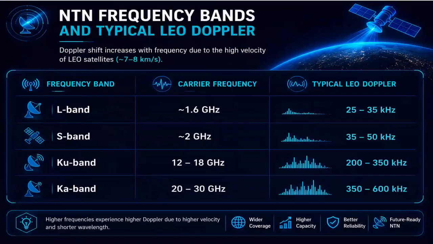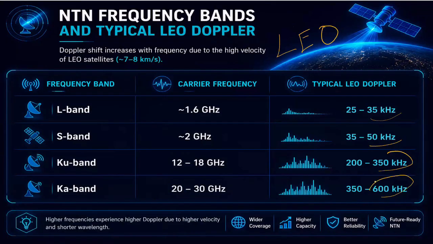Okay. And what are the Doppler effects according to various bands? For L band, it can go up to 35 kilohertz for LEO. For S band, it can go up to 50 kilohertz. For Ku band, it can go up to 350 kilohertz. And for Ka band, it can go up to 600 kilohertz.